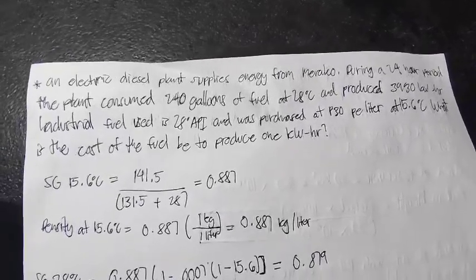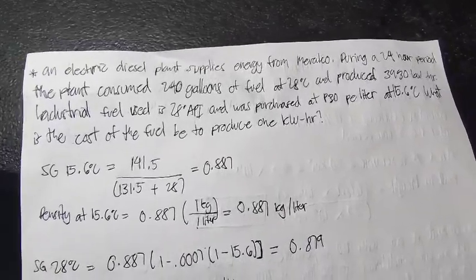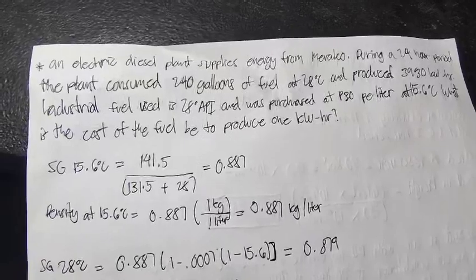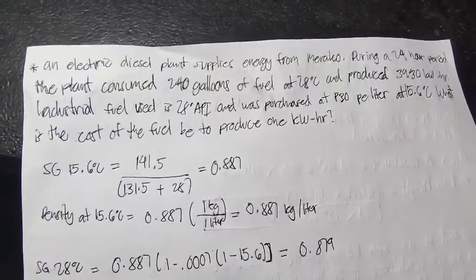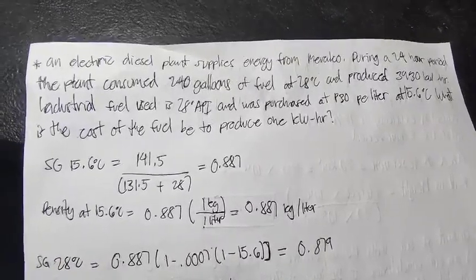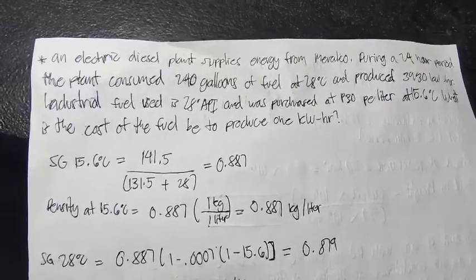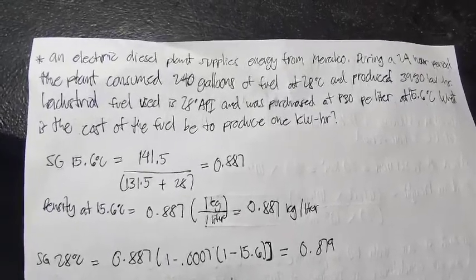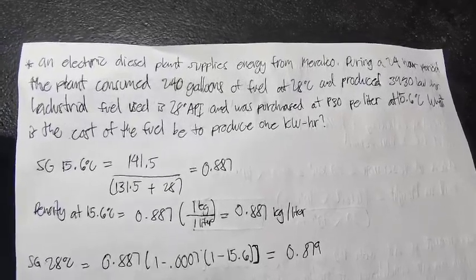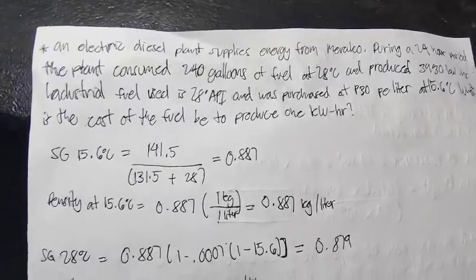First is an electric diesel plant that supplies energy primarily during a 24-hour period. The plant consumes 20-40 gallons of fuel at 28 degrees Celsius and produces 3,930 kilowatt-hour. Industrial fuel use is 28 degrees Celsius, so the API fuel was purchased at 30 per liter at 15.6 degrees Celsius. What is the cost of the fuel to be produced in kilowatt-hour?